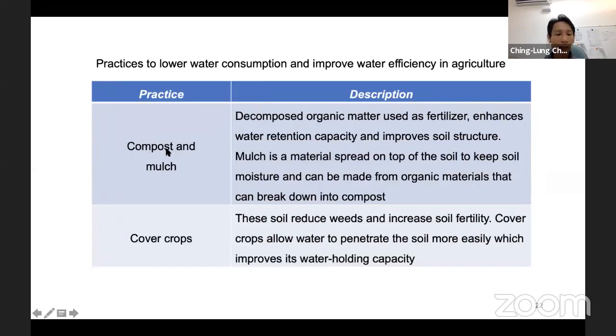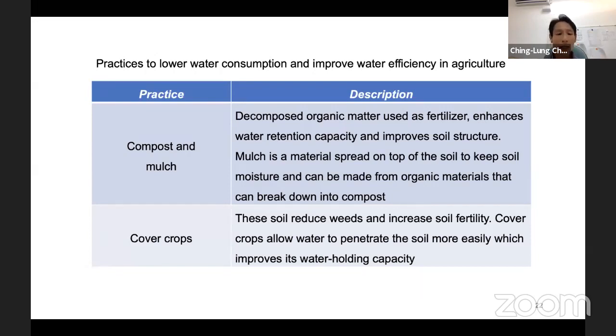And then the next is called compost and mulch. So decomposed organic matter used as a fertilizer enhances the water retention capacity and improves the soil structure. And then the mulch is a material spread on top of the soil to keep the soil moisture, and can be made from organic matter that can break down into compost. So usually the mulch is made from wood.